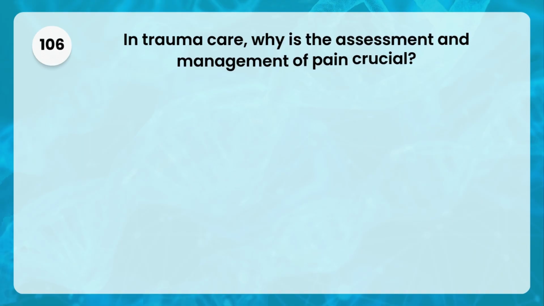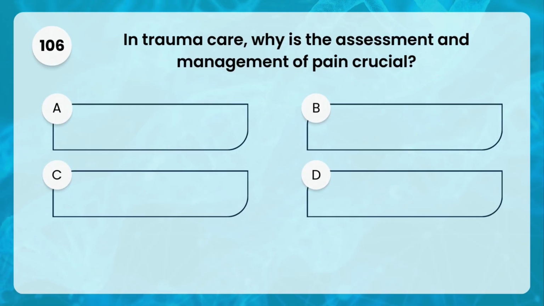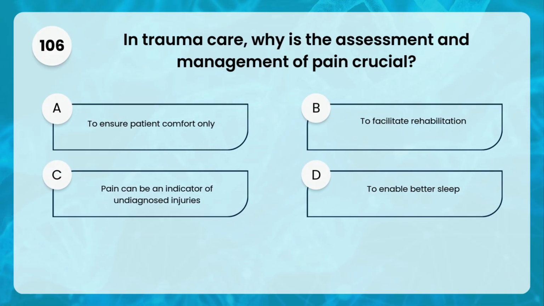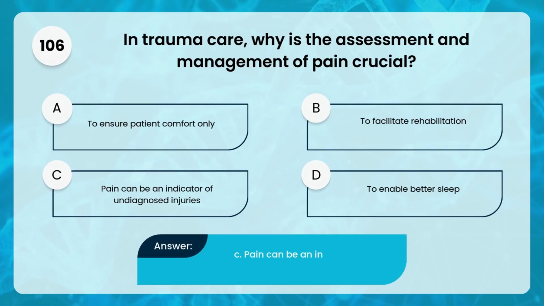106. In trauma care, why is the assessment and management of pain crucial? A, to ensure patient comfort only. B, to facilitate rehabilitation. C, pain can be an indicator of undiagnosed injuries. Or D, to enable better sleep. The answer is C. Pain can be an indicator of undiagnosed injuries.